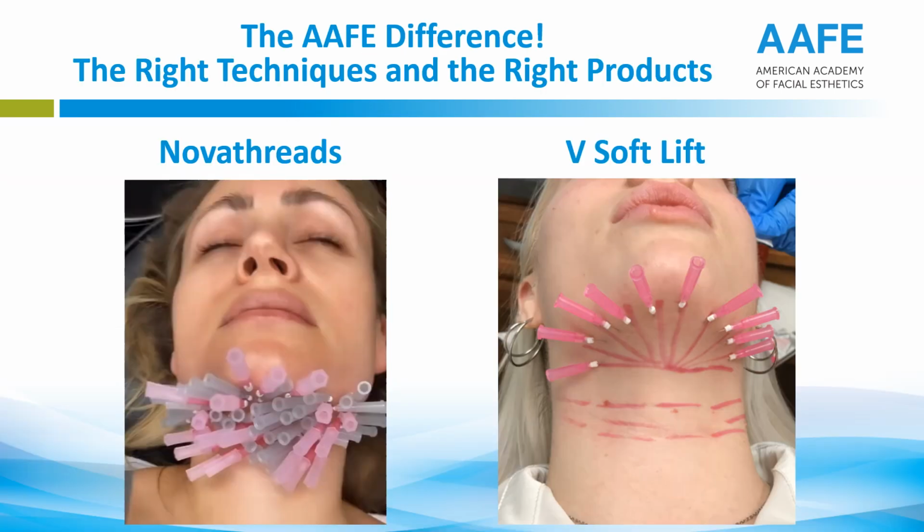All right, so let's show you this. This is the AFE difference right here. That last case was really crazy. Here's the AFE difference head to head by what others show. Again, you guys make the determination here. Do you want that many Nova threads? Do you want that many V-Soft Lift for under the chin?